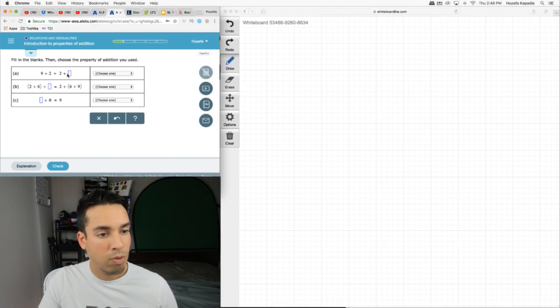So as stated before, we're going to go through this again. 9 plus 2 obviously equals 2 plus 9. 2 plus 6 plus what equals 2 plus 6 plus 9. This is also going to be a 9. It's going to be the same numbers on both sides. And here we've got a 9 plus 0 equals 9.